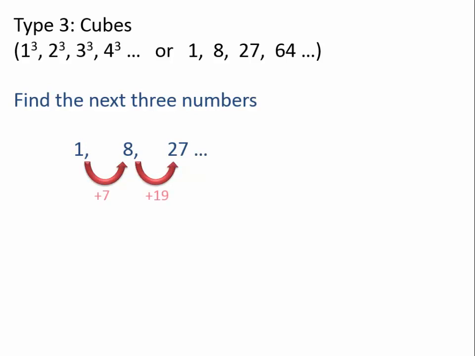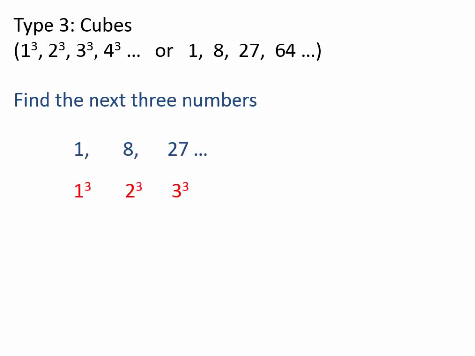Check to see whether there's a common difference. No, because you add 7 and then you add 19. Check to see whether it's the squares. No, and there's no relationship between the two. You can't double each of them or triple each of them or whatever. So it's not those. Then check your cubes.